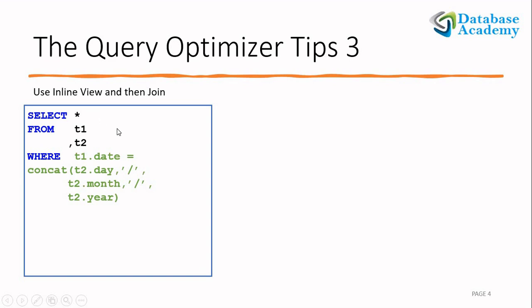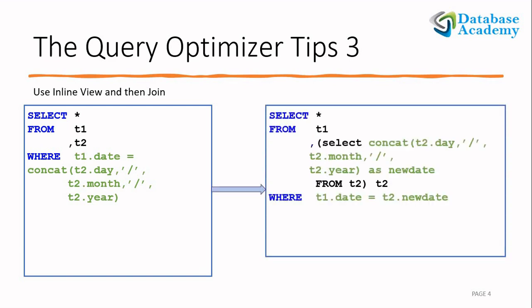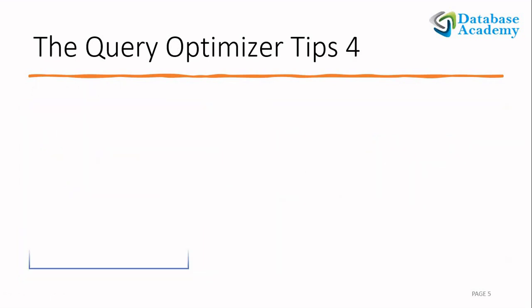So this will take more time to execute if we have more data in the table. So instead of that we can directly use an inline view. We can convert this day, month and year using concat into any format which we are expecting, and after that we can make a join here. So here what will happen is, if we have any index, that index will also be used, and it will improve the performance of the select statement. Now let us move to another tip.